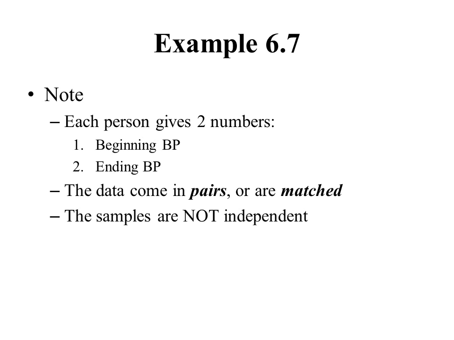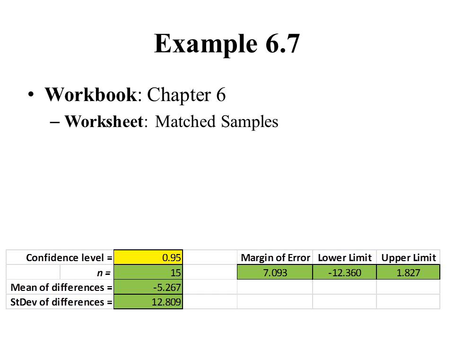So what that means is that the requirements for our previous type of confidence interval are not met. So we're going to have to do something different. And something different that we're going to do is described in more detail in the book. But to understand how to do these calculations, we're going to use the workbook chapter 6 and the worksheet matched samples where we had our data. We're just looking at a different part of the worksheet.